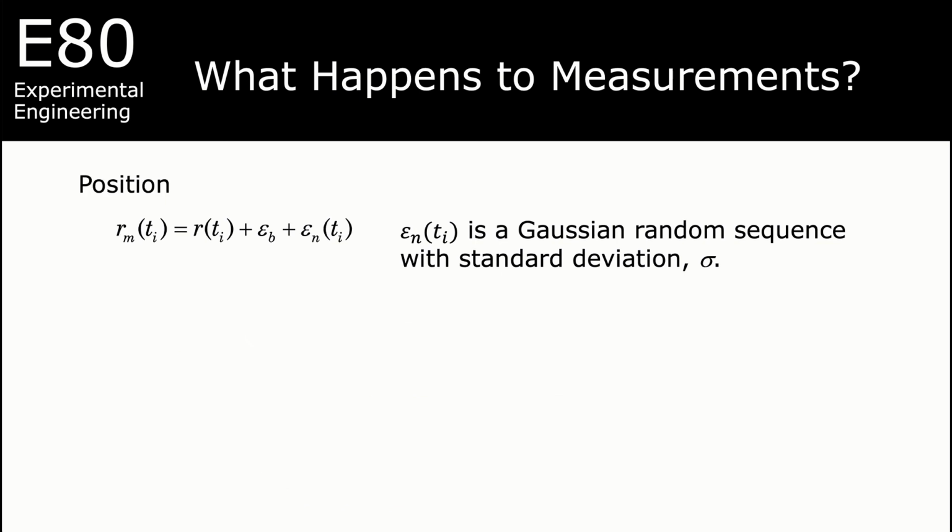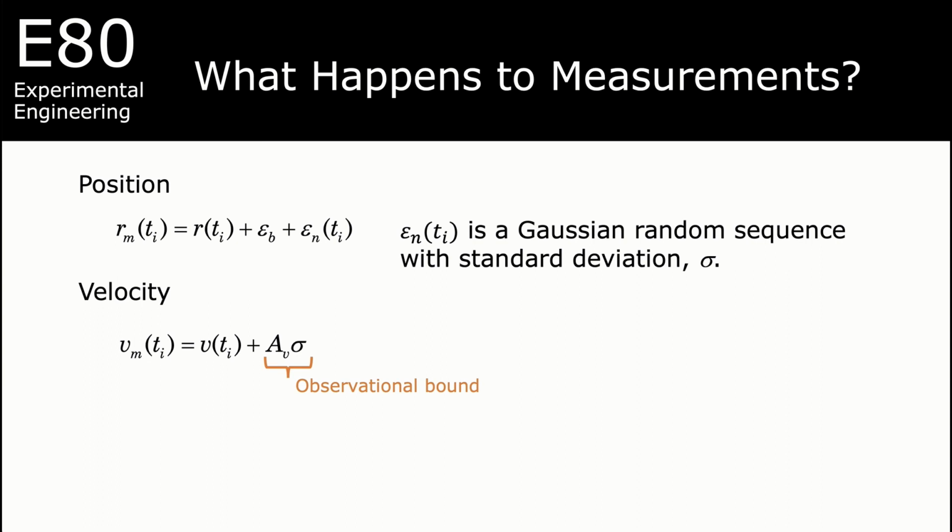If we start with the position, again, we're going to have the same thing, the true position, the bias or offset, and the white noise. To get the velocity, we differentiate it once with respect to time, and so we end up with the true velocity plus some constant times the white noise with standard deviation as shown.